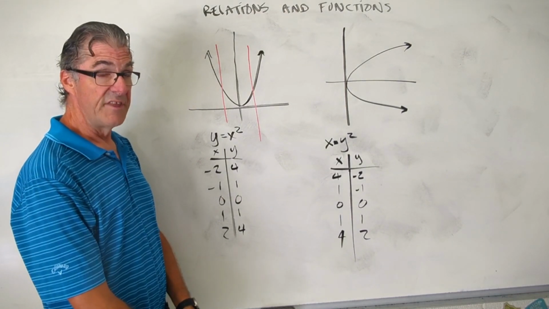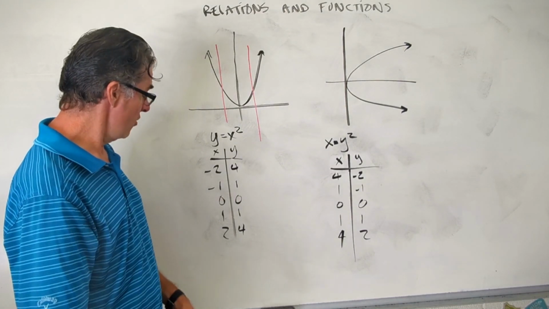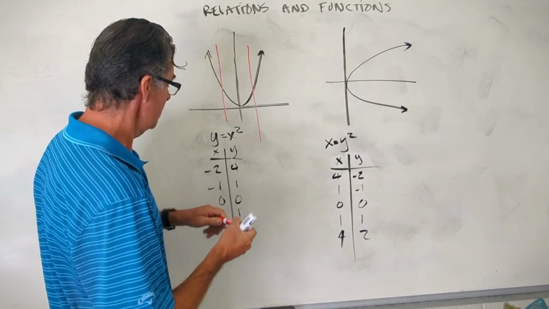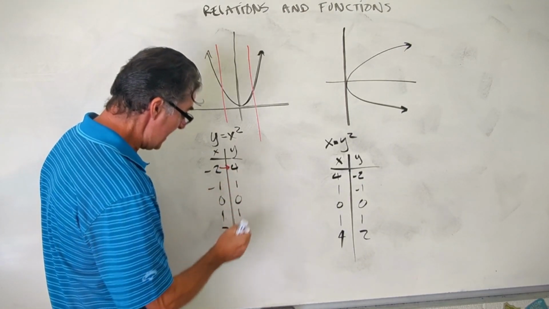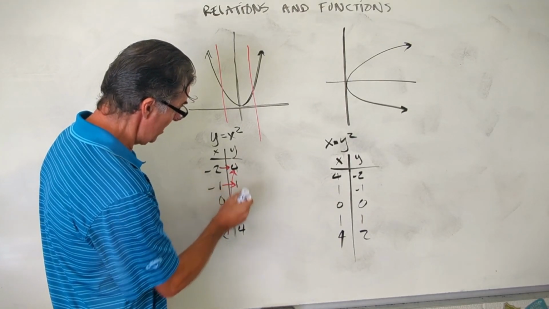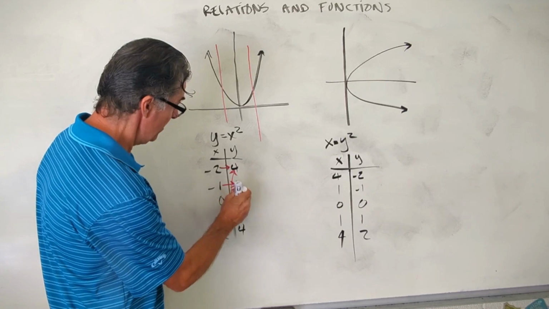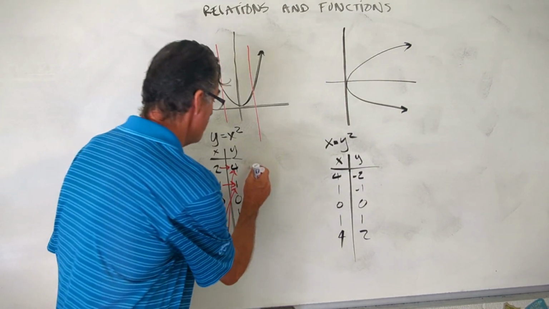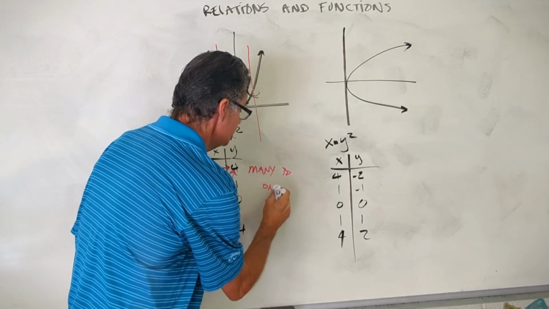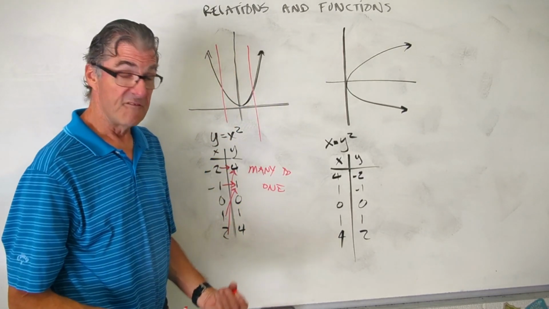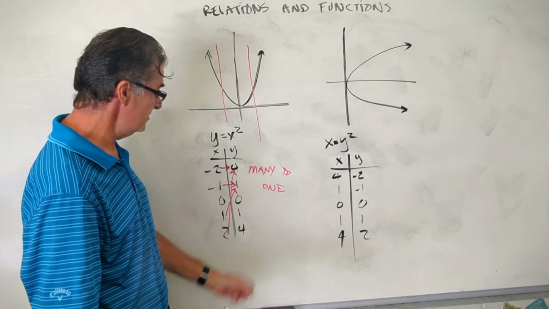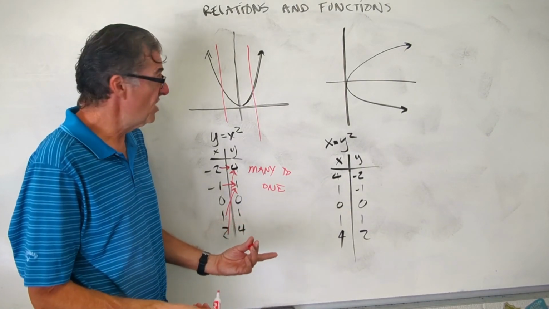And you'll notice that we have a many-to-one relationship. Notice how the minus 2 here maps to 4, as does the positive 2, and the minus 1 maps to 1, as does the positive 1. So that's fine. We have a many-to-one, and that indeed works for a function. So given what we already looked at in terms of functions and relations, this mapping confirms what we've got.